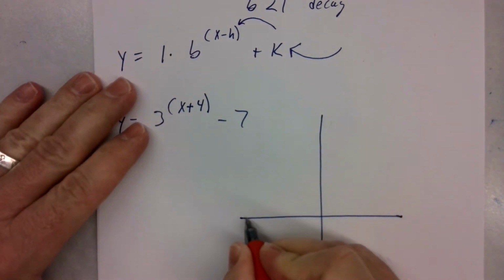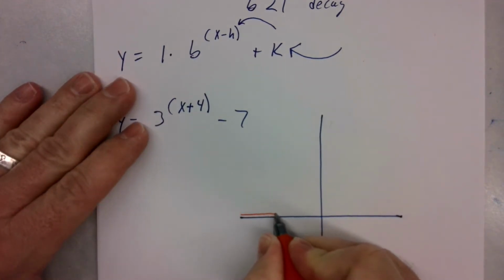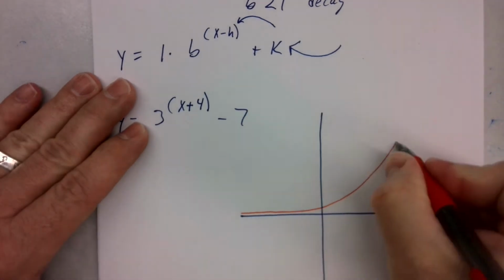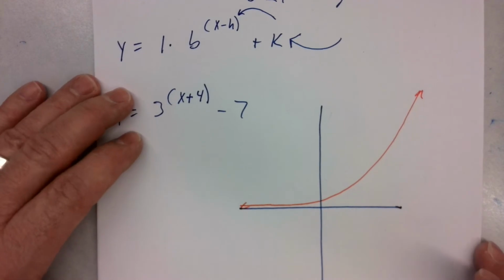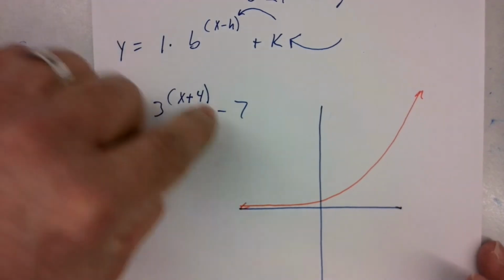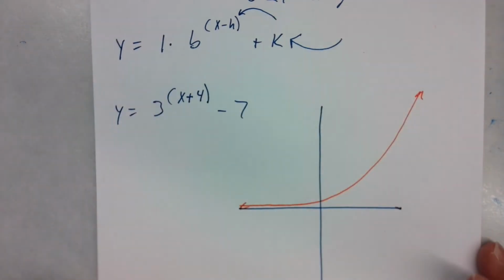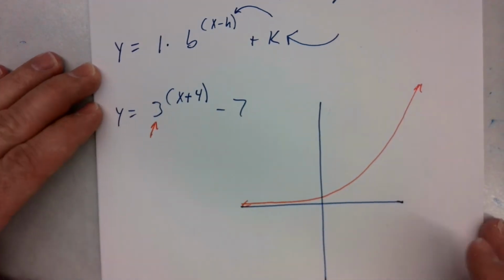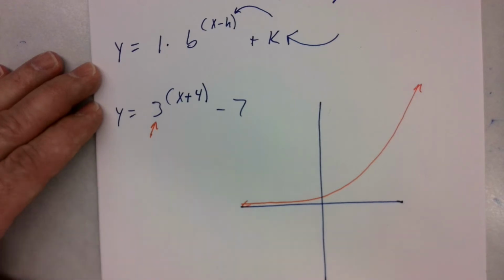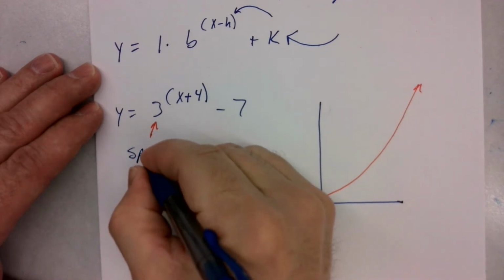The parent function is always going to look something like that. Always, because it's a growth function. Now, typically, if that was a 2, that's what it would look like. Now, because this is a 3, anybody know what that 3 does to it? I heard it. What? Yeah, who said that? You said that, Kent? Right, it's going to make it steeper. You're right, that's going to make it steeper.